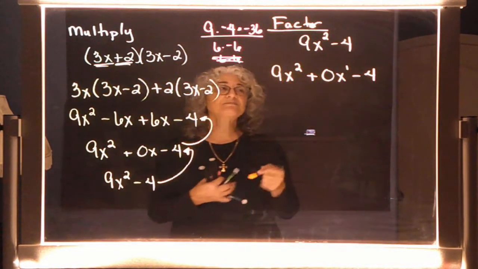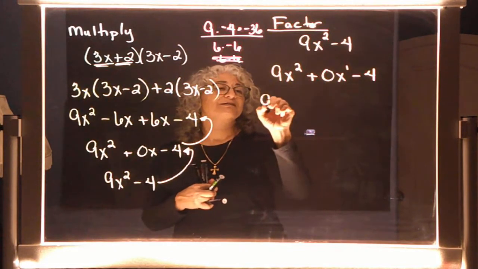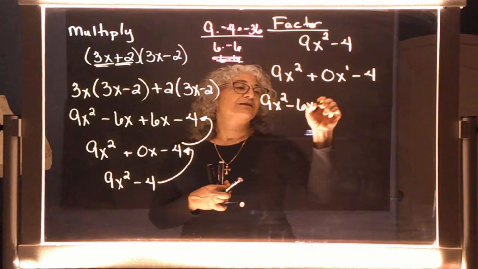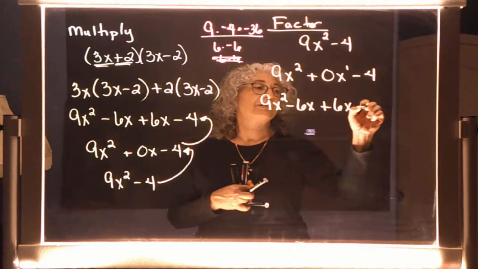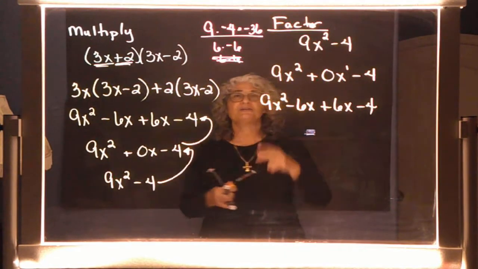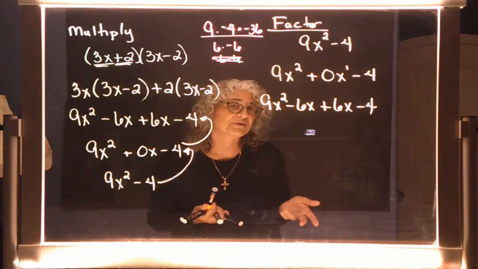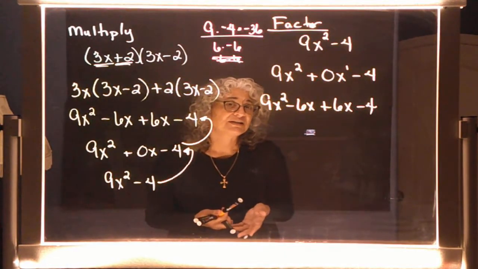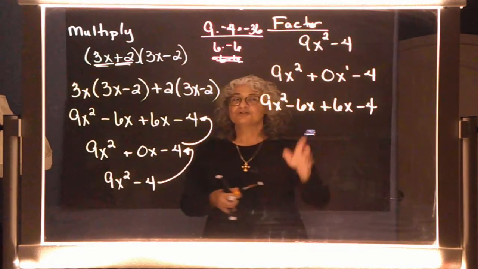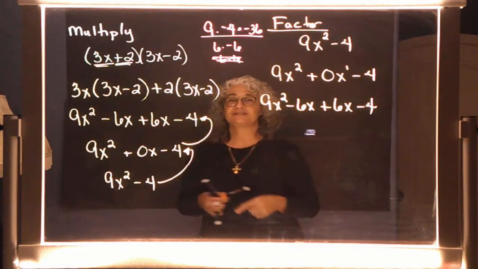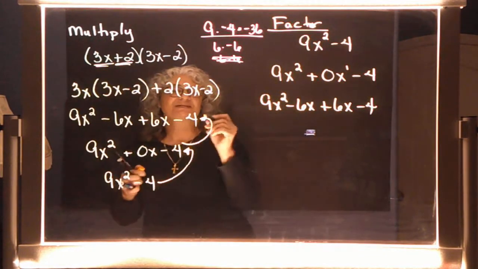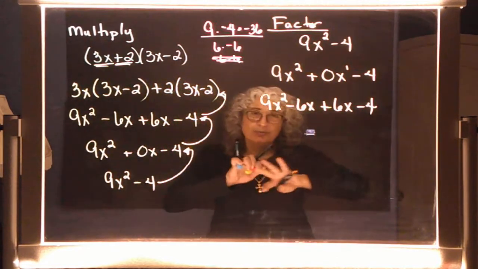So, I can write this as 9x squared minus 6x plus 6x minus 4. Can't I? You're like, wait, you switch these guys around. Remember, it doesn't matter the order that I add those. I'm going to get the same answer. Remember that. So I just found my 4 terms, didn't I? Yay! So now that I've got 4 terms, now I got to go back and break it apart.